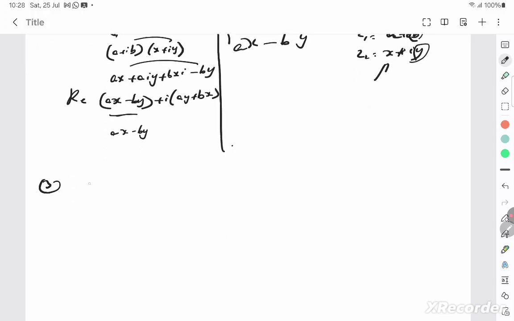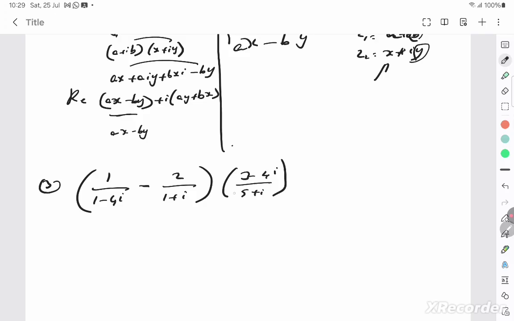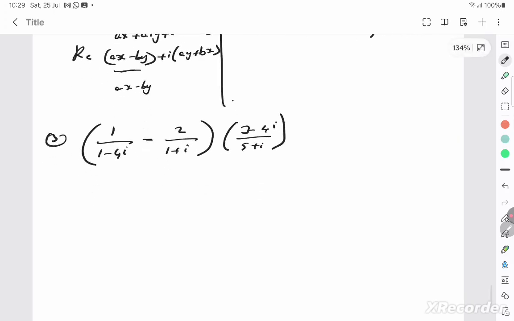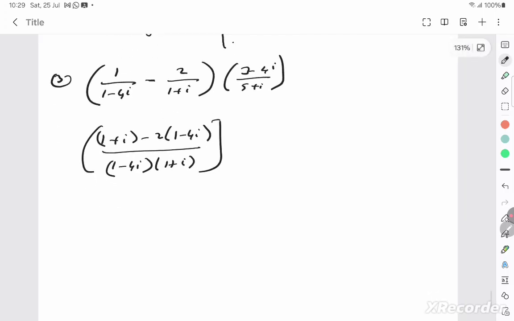The third question is 1 by 1 minus 4i minus 2 by 1 plus i, into 3 minus 4i by 5 plus i. You're supposed to write it in standard form. So just take LCM: 1 minus 4i into 1 plus i, which means the 1 plus i goes there, minus 2 into 1 minus 4i goes here. Let's solve only this part first.